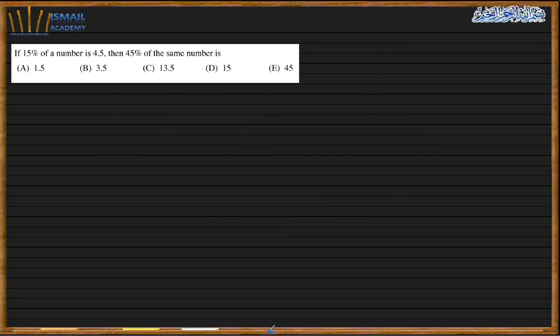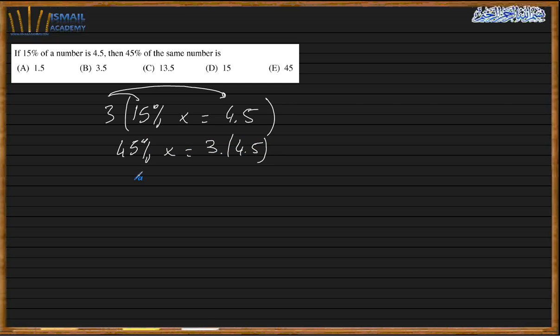Next question. So 15, 4.5, then 45%. So I don't need to look for the number. I just multiply here by 3 because I know that 45 is 3 times 15. So I multiply here by 3, I multiply here by 3, so I get 45% of x equals 3 times 4.5. So 45% of x equals 13.5. So C is my answer.